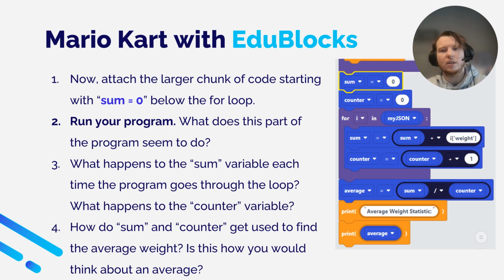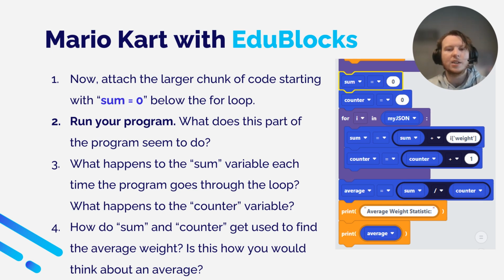Now we're going to add a slightly larger chunk of code. This one is again below the program, so students can just bring it right up. And this starts with sum equals 0. Students are going to run the program. This is an average weight function, somewhat clumsily designed by me.